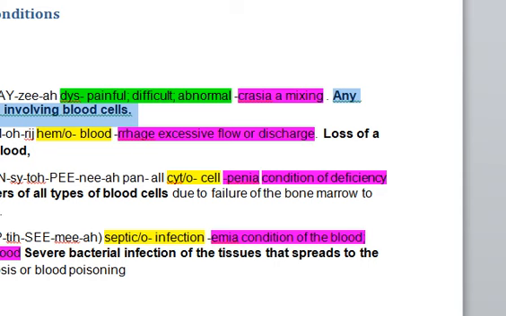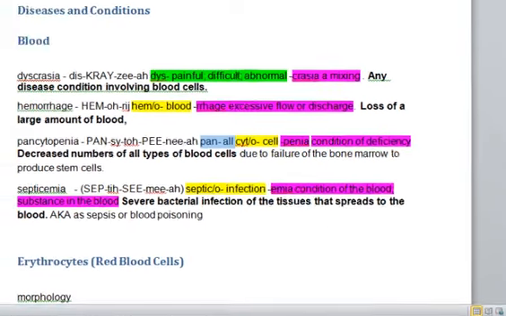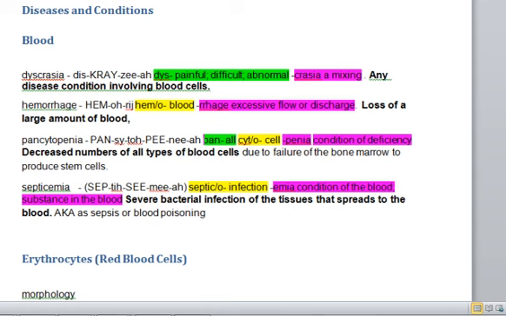Pancytopenia. Pan is not highlighted here, but that is my prefix, and pan means all. Cyto means cell, and penia means condition of deficiency. Pancytopenia is a decreased number of all types of blood cells. And the definition in the text also says due to a failure of the bone marrow to produce stem cells, and I don't think I need to know that, but I put it in here because it might help me remember that it is a decrease of all types of blood cells.